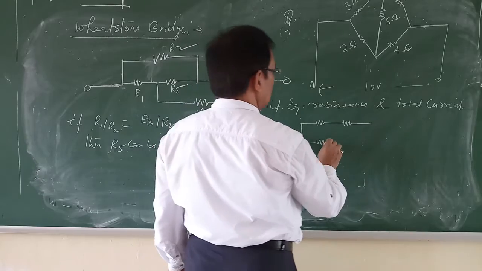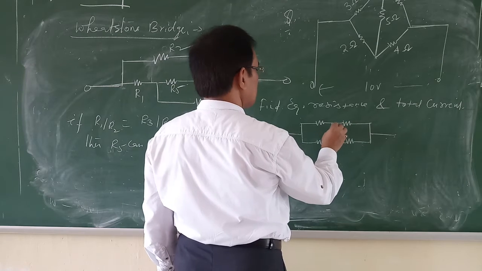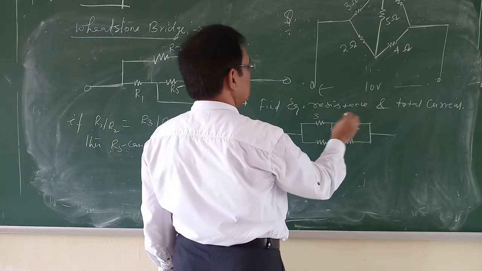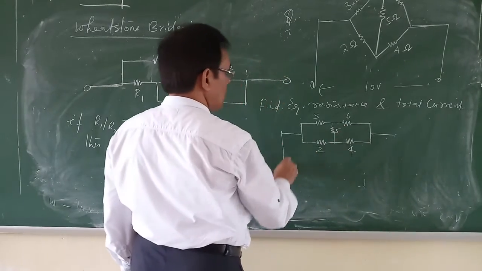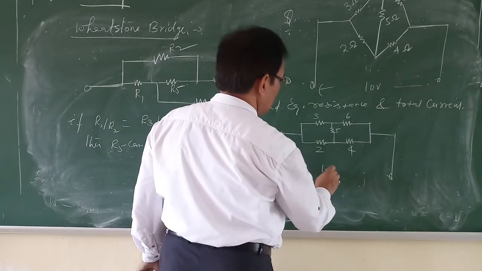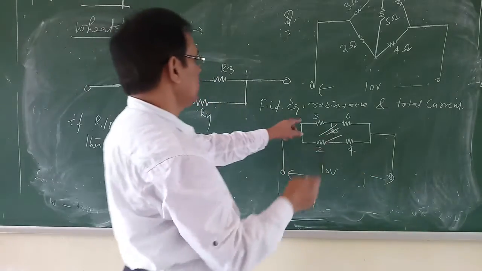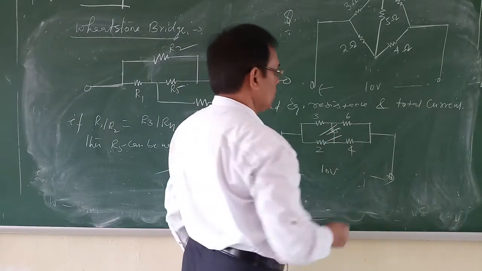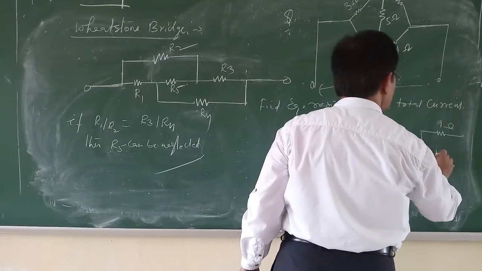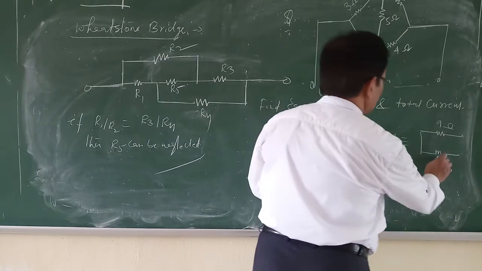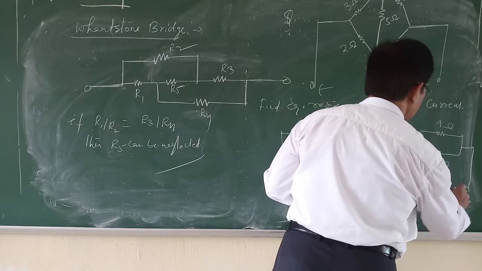This is the equivalent of this circuit. Here this is 3 ohm, this is 6 ohm, this is 2 ohm, this is 4 ohm, this is 5 ohm, and it is connected to a 10 volt battery. So here this resistance is neglected. So 3 and 6 both are connected in series. So the equivalent will be 9 ohm, and 2 plus 4 is 6 ohm, and both are connected in parallel with a 10 volt battery.